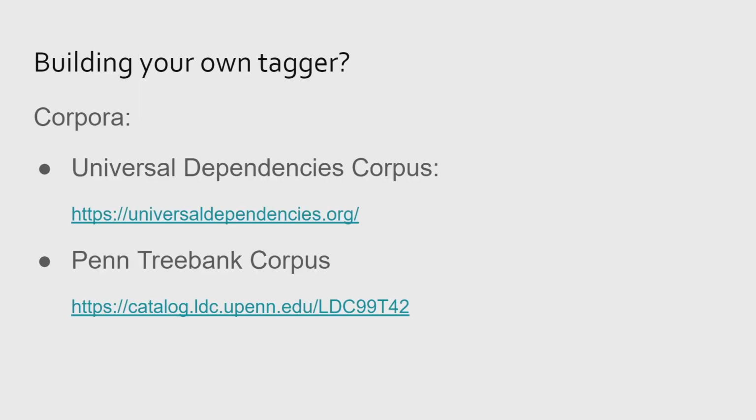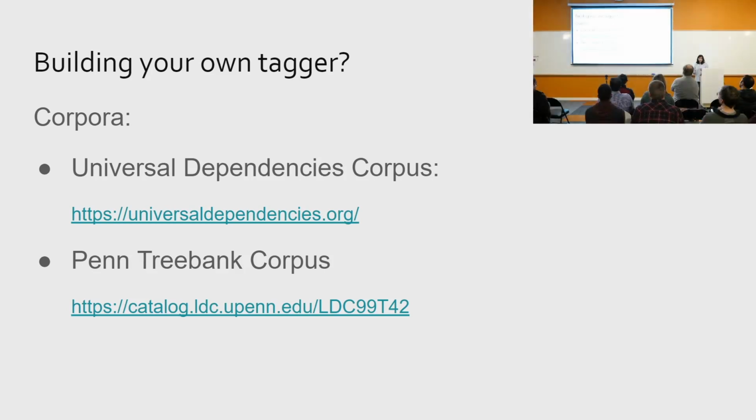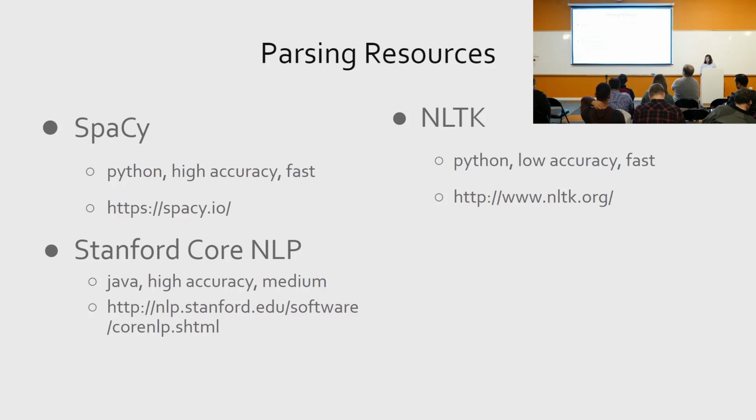So the question is, well, do you want to build your own tagger? You want to build your own system that can capture these relationships? You need some kind of data. And here are two data sets which are often used. The Penn Treebank corpus, don't use it. I mean, you can use it, but you'll have to spend $1,700 in order to get access to that database. The Universal Dependencies corpus is a much newer one, and it's available for free, which you can use to train your own model.